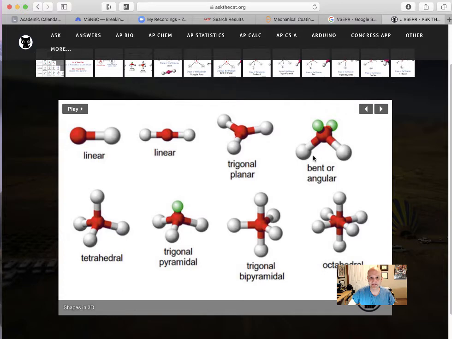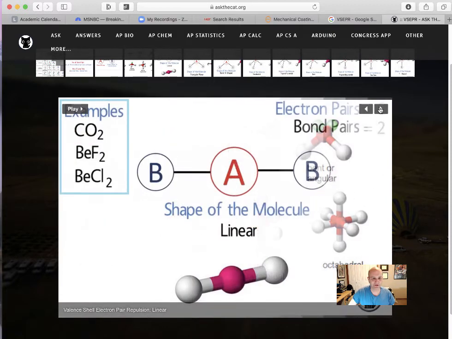We say that this is bent because it has 2 of these green charge clouds here. This is tetrahedral. It's a tetrahedron. Trigonal pyramidal, trigonal bipyramidal, and octahedral are the shapes we're going to look at the most. And I'll go through a couple of examples here.